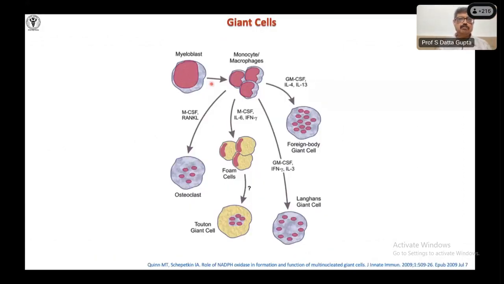Now, you have these macrophages, they become giant cells. If MCSF and RANKL are there, they become osteoclasts. If IL-6 and interferon gamma are there, they become foam cells and Touton cells. If interferon gamma and IL-3 are there, they become Langhans giant cells. If IL-4 and IL-13 are there, they become foreign body giant cells. So this is how the different giant cells are formed. Depending on the cytokine that is available, the cells become like that.